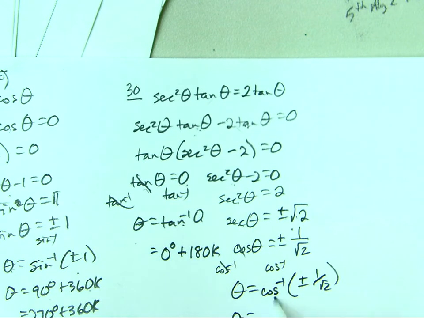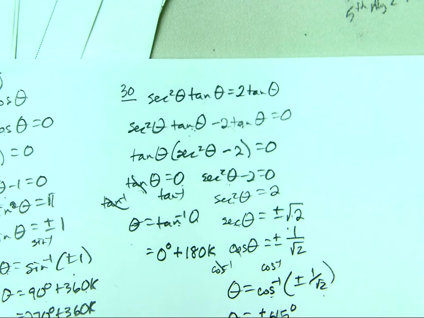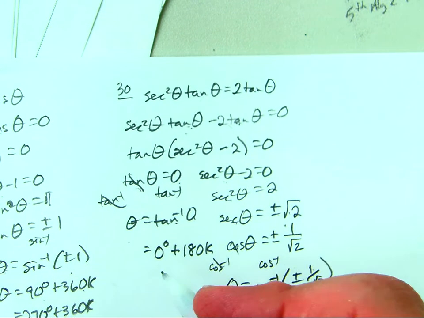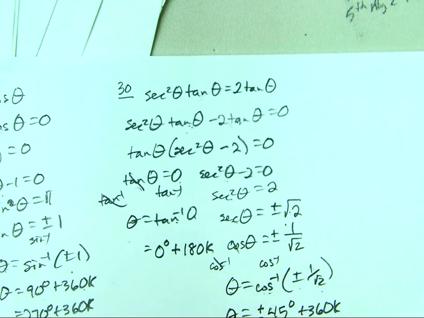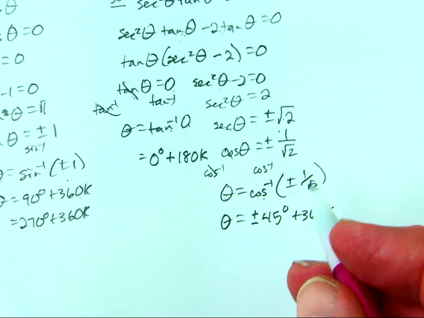So cosine could be a positive 1 over radical 2. Well, that's a 45-degree angle. So 45 degrees. Remember, for inverse cosine, we put a plus or minus in front and a 360k in the back. Now this says theta is also the angle whose cosine is a negative 1 over radical 2. Well, cosine is negative in the, sorry, I've lost it here. Cosine is negative in the second quadrant.